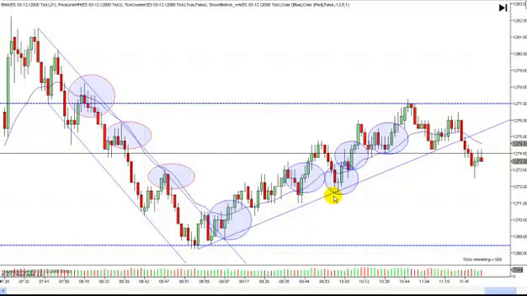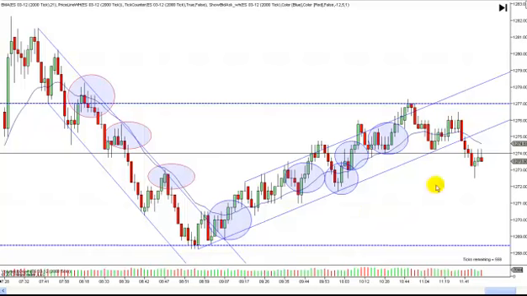That's support. And if you copy this and drag it up here, this is resistance up here. And that's all a trend line is: support, resistance. It's just on an angle for the trend.